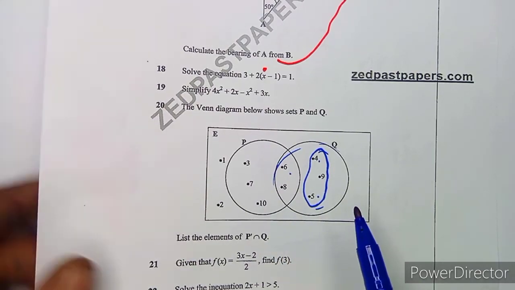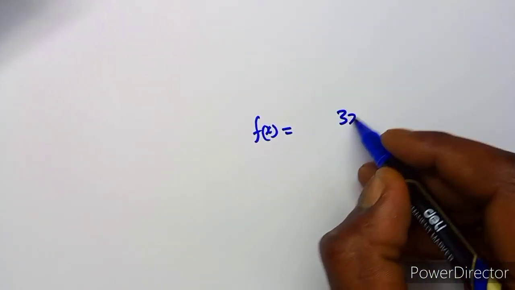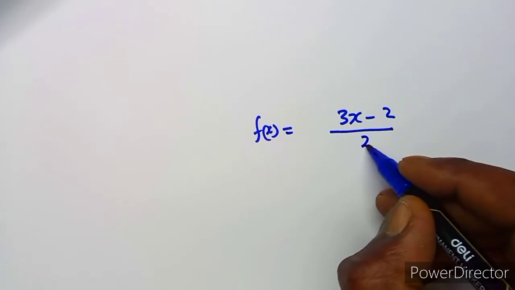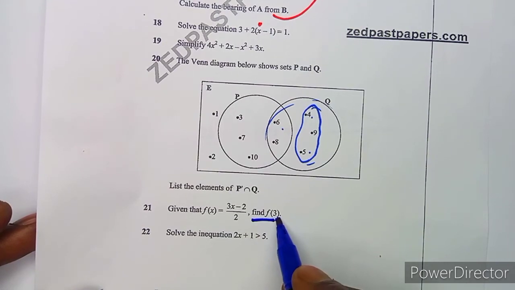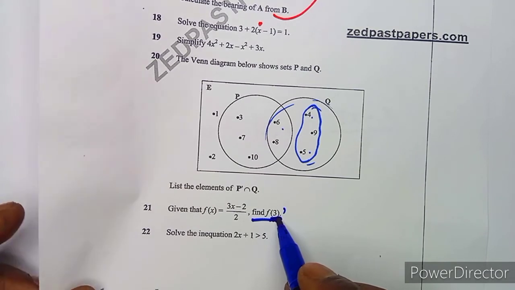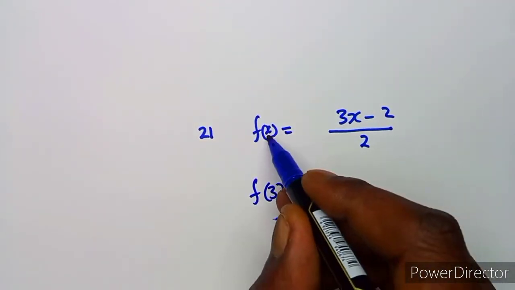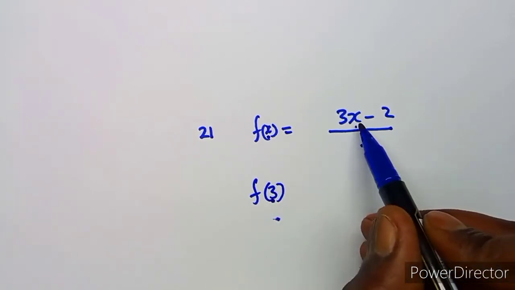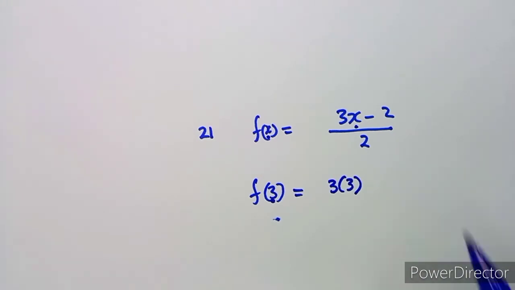Okay, on number 21, we are given a function f(x) = (3x - 2)/2, and the question is asking us to find f(3). So what does f(3) mean? It simply means substitute 3 in place of x, because it was x, now it's 3. Where there is x, replace it with 3.